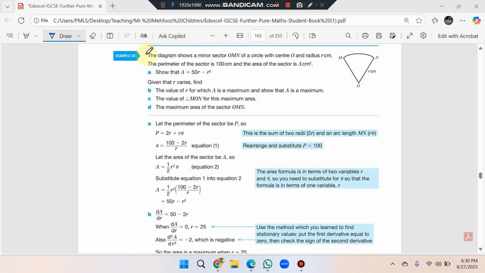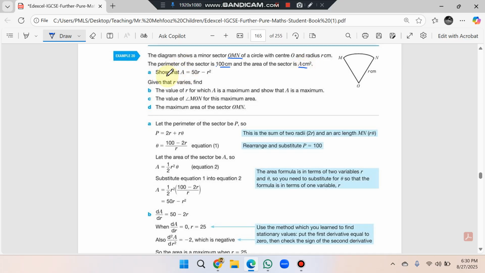Next is example 20. The diagram shows a minor sector OMN, and a sector is like this way, which is produced by two radii and the arc between these two radii, of a circle with center O and radius r centimeters. The perimeter of the sector is 100 centimeters and the area of the sector is A centimeter square.